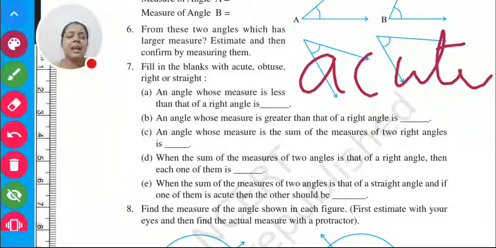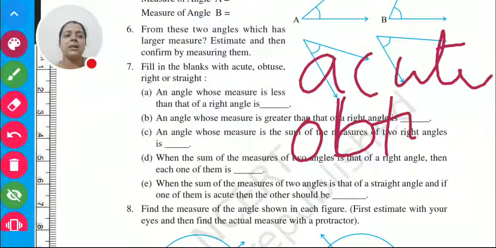Next is an angle whose measure is greater than that of a right angle. Something which is greater than a right angle is what? That is obtuse angle, right? Greater than 90 degrees, obtuse angle.